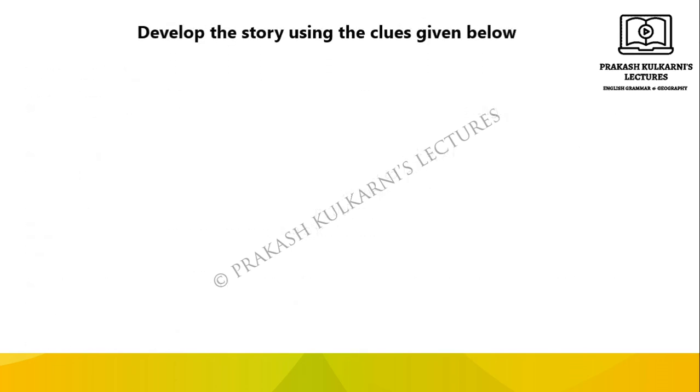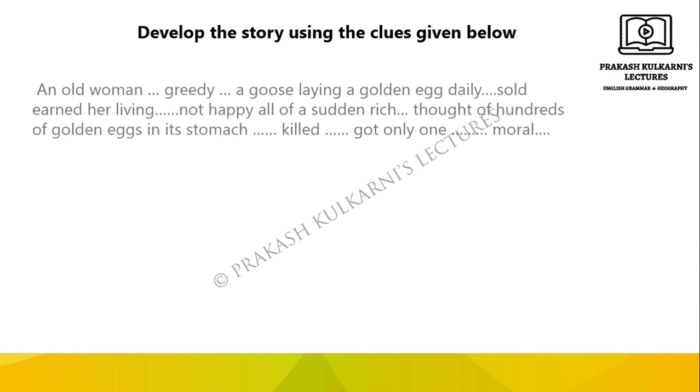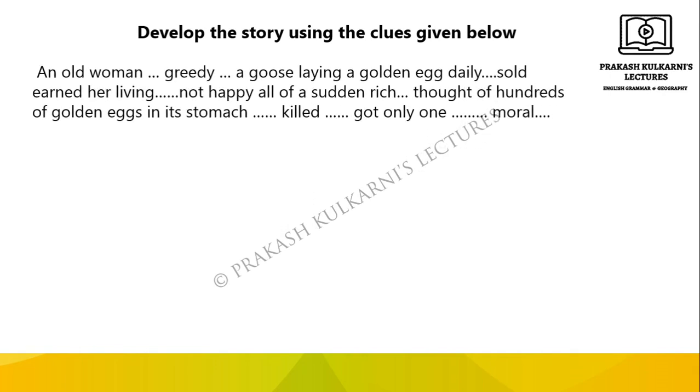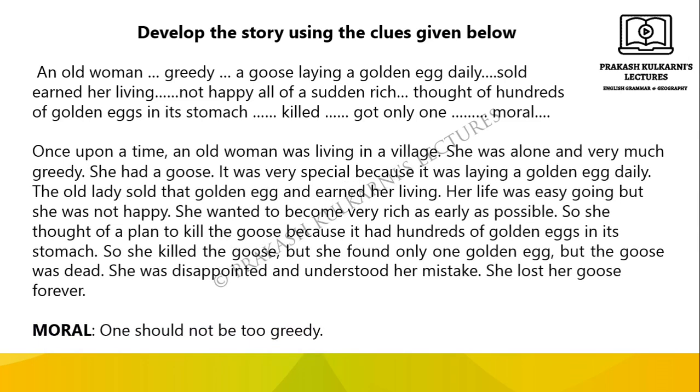Now let's go to second example. An old woman, greedy, a goose laying a golden egg daily, earned her living, not happy, all of a sudden rich, thought of hundreds of golden eggs in its stomach, killed, got only one. Then we have to write the moral. These are the clues now.